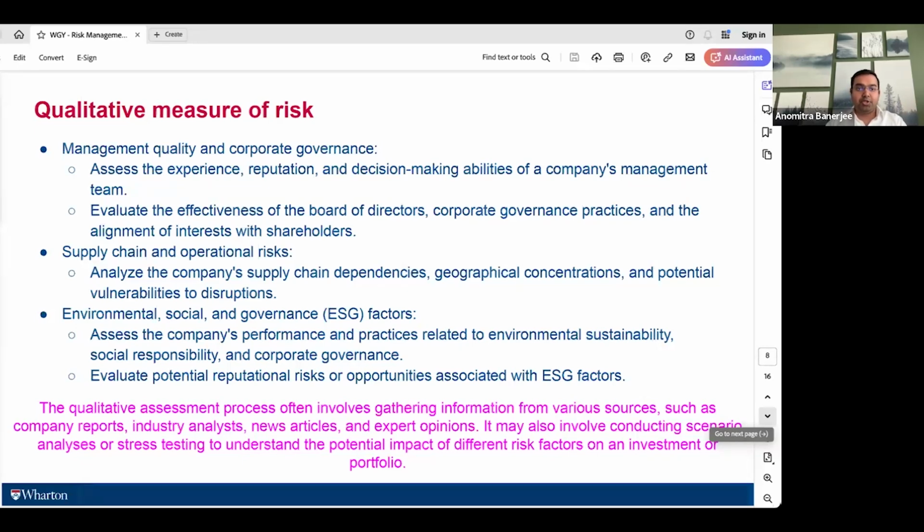The fourth qualitative measure of risk could be supply chain and operational risk, like we talked about. Like, what are the supply chain dependencies? What are the geographical concentrations? Like, what is flowing from where? Like, say, for example, when I think about, say, Amazon, right? And Amazon doing its Prime Day, yeah. What is it that they're selling the most on Prime Day, and where is it coming from?